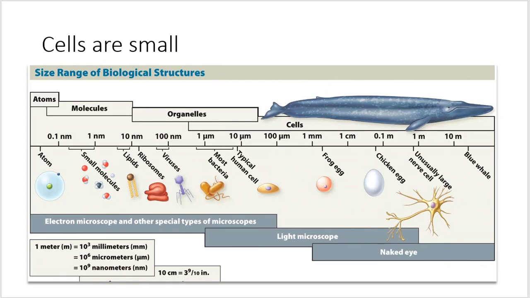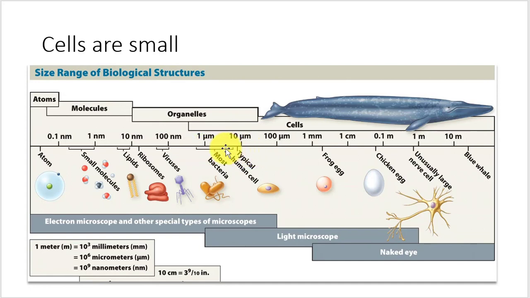So cells are small. Most cells we cannot see with our unaided eye. Most cells, at least eukaryotic cells, are in this range between 10 micrometers and 100 micrometers. There are a few cells that are large enough for us to see with our naked eyes, like a frog egg is one cell, a chicken egg is one cell, right? So those are exceptions. Those are exceptionally large cells, but most cells tend to be in this range right here, at least eukaryotic cells.